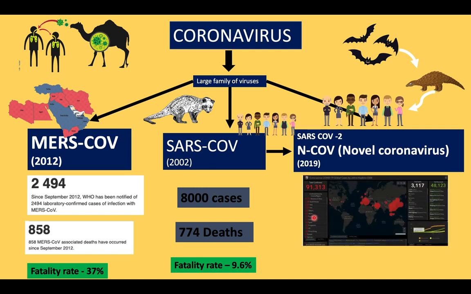Current cases include 91,313 with reported deaths of 3,117, leading to a fatality rate of 26%. So the rate of spreading is much faster than both MERS and SARS because there are 91,000 cases being reported all around the world.